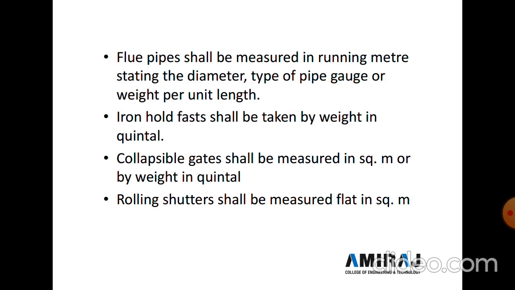Next, flue pipe shall be measured in running meters, stating the diameter, type of pipe, gauge or weight per unit length. Iron holdfast shall be taken by weight in quintals. Collapsible gate shall be measured in square meters or by weight in quintals. And the last one, rolling shutter, shall be measured flat in square meters.